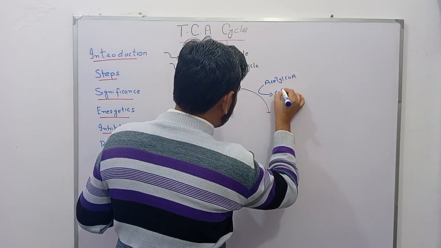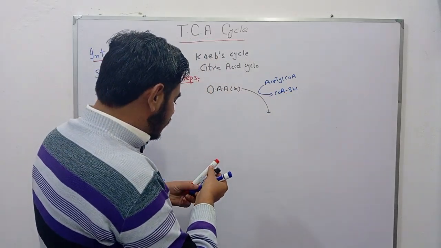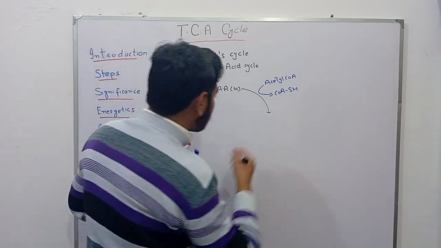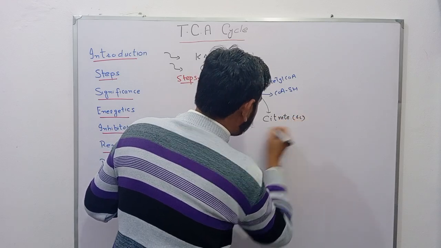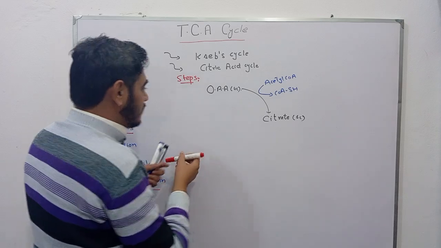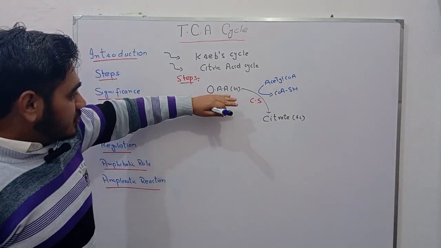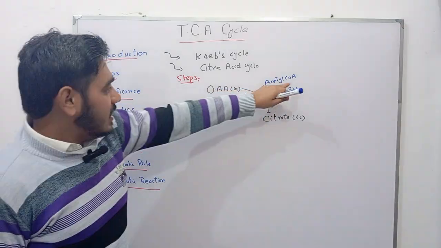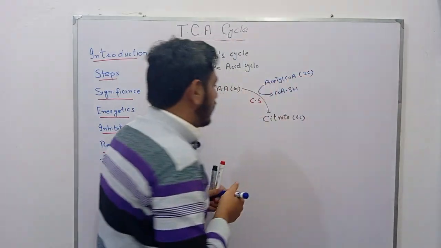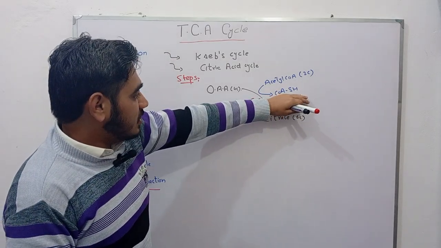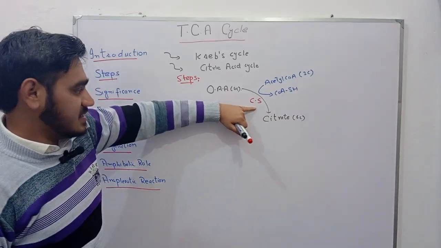There is a removal of coenzyme A and SH, that is the sulfhydryl group. It converts into citrate, a 6 carbon containing compound, with the help of the enzyme citrate synthase. There is condensation of oxaloacetic acid and acetyl CoA, a 2 carbon atom containing compound, and there is a removal of coenzyme A sulfhydryl group and a formation of citrate, which is a 6 carbon atom containing compound, with the help of this enzyme citrate synthase.